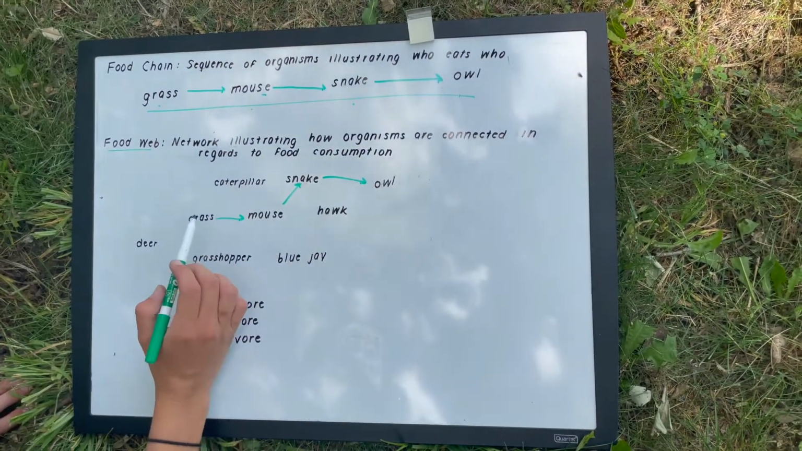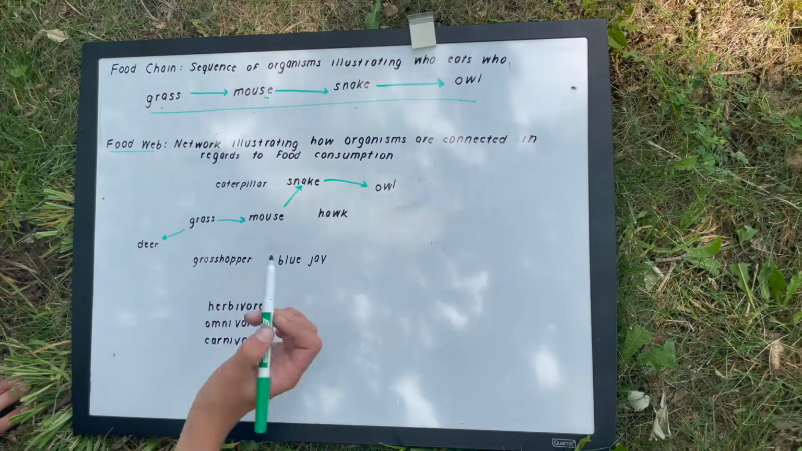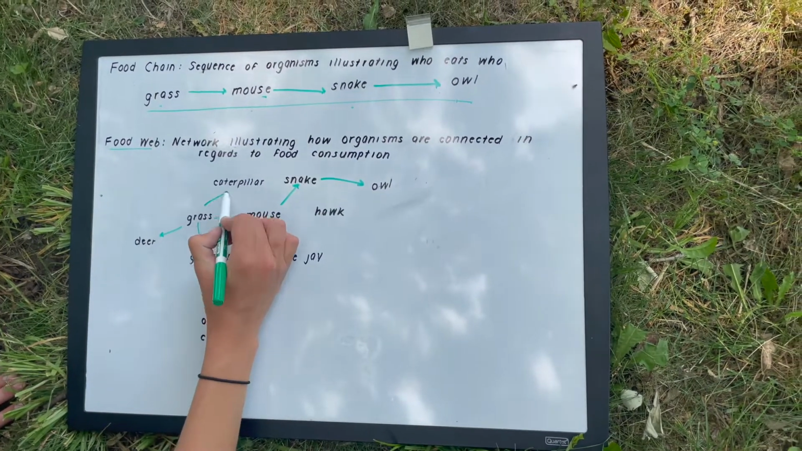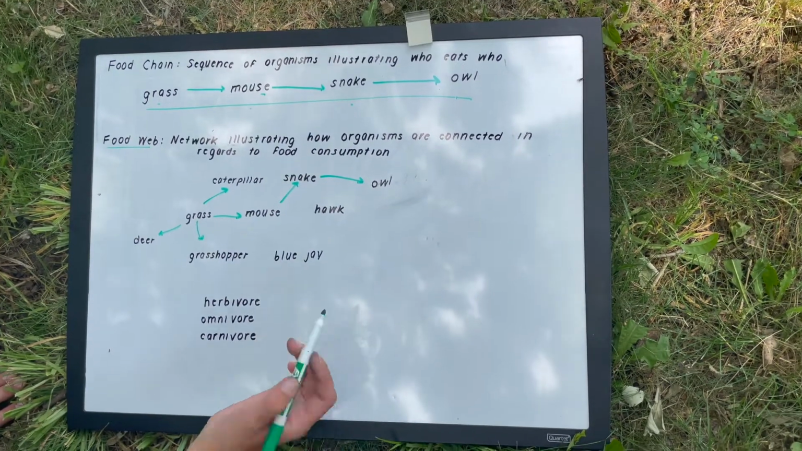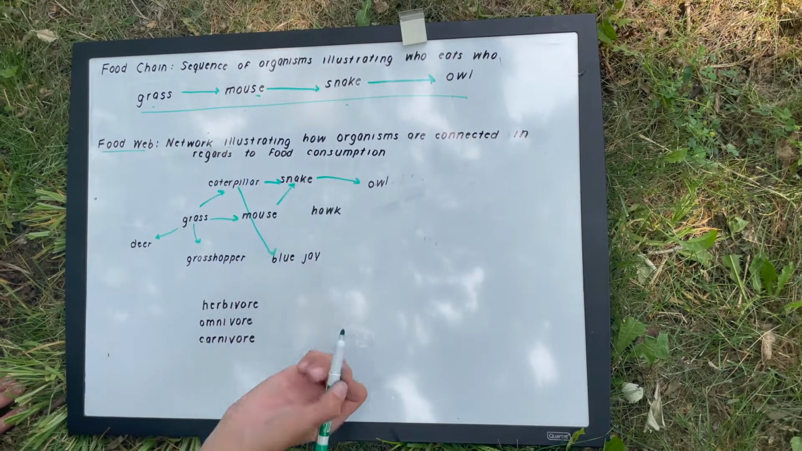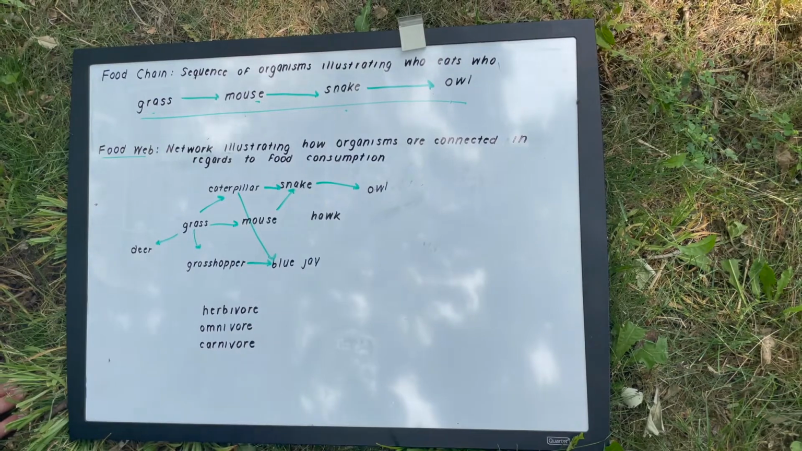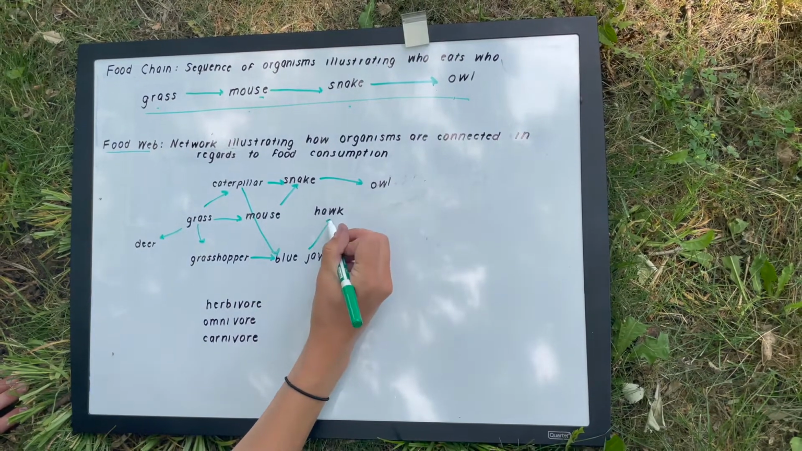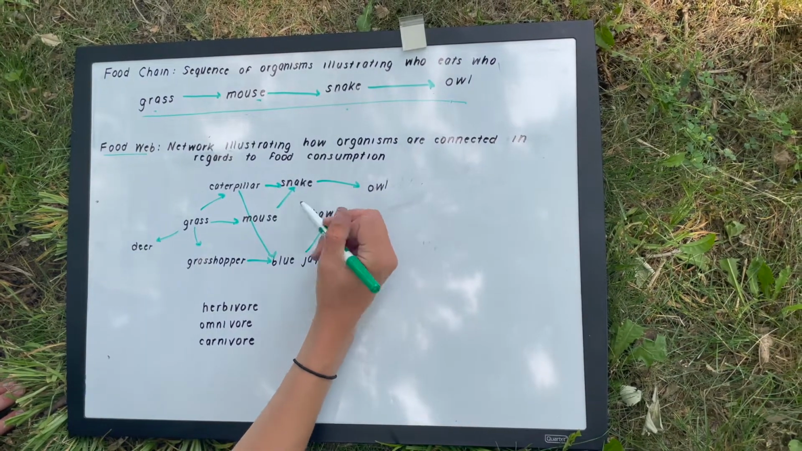Furthermore, we see that grass is consumed by deer and grasshoppers and caterpillars. And then in turn, those caterpillars will be consumed by snakes and blue jays. Grasshoppers will be consumed by blue jays. And we can just keep making these connections.